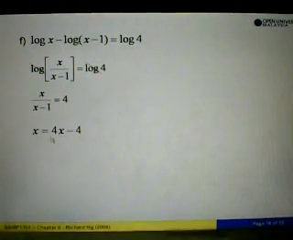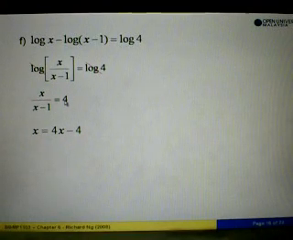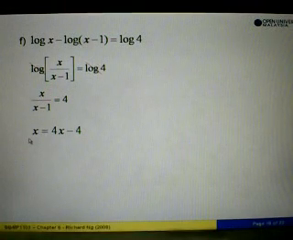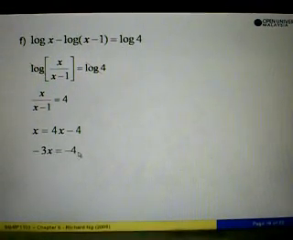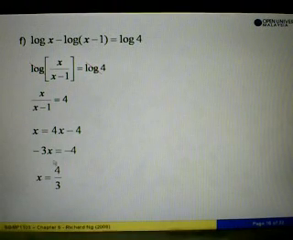So from here, shift the x minus 1 to the right, we multiply by 4, will give us 4x minus 4. And then move the 4x to the left, so x minus 4x equals negative 3x equals negative 4. So therefore x equals negative 4 divided by negative 3. The answer is 4 over 3.